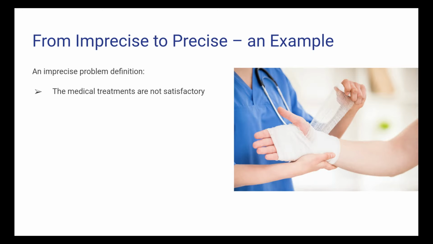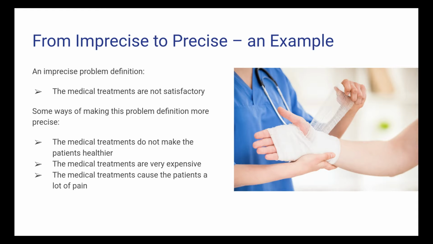Here is an example of an initial problem with an imprecise problem definition. The medical treatments are not satisfactory. This problem definition is very open for interpretation, because a treatment can be unsatisfactory in many different ways. So what is really meant here? How is the treatment unsatisfactory?